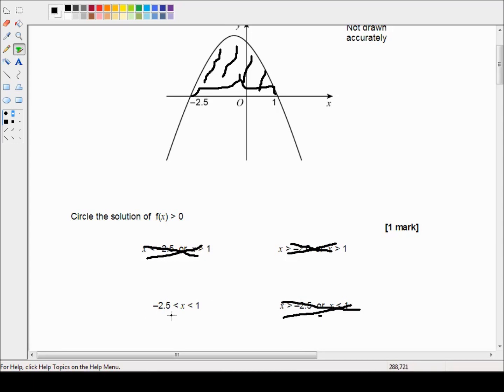So what about negative 2.5 less than x less than 1? Well, if negative 2.5 is less than x, then that means x must be bigger than negative 2.5. But x must also be less than 1. So that's covering just this range that we're talking about, where the curve is above the x-axis. So this is the right answer.